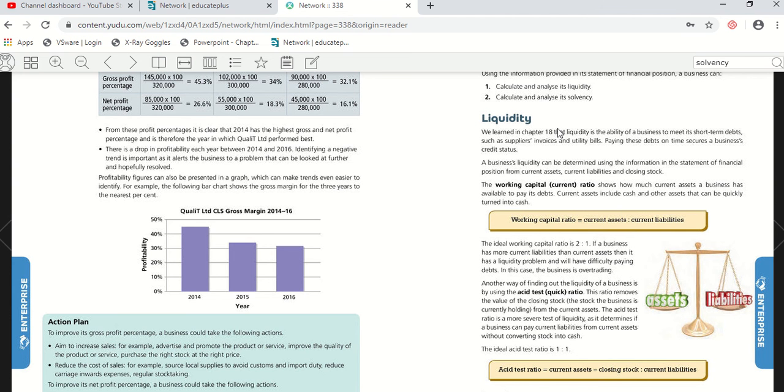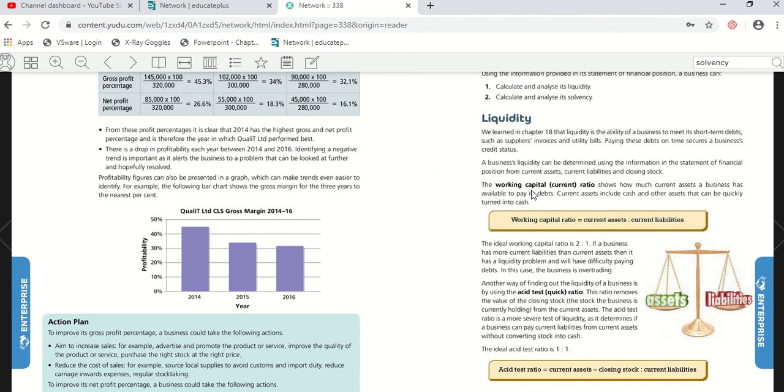Whereas when we talk about solvency, we're looking at the long-term, how the business is going to operate and if it can keep working. So liquidity is all about being able to pay current debt. Solvency is long-term: is the business solvent? Can it keep operating? So the first ratio we look at is the working capital ratio.